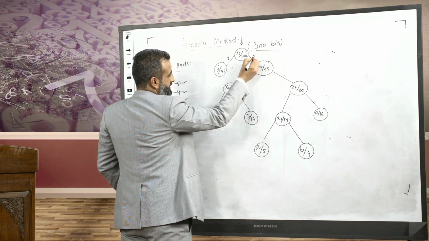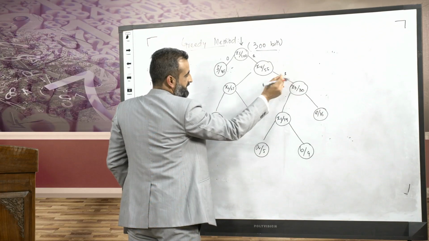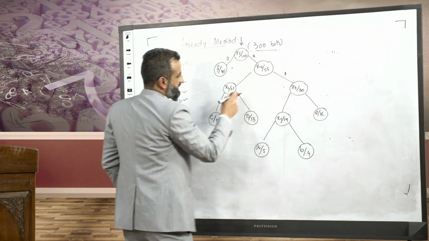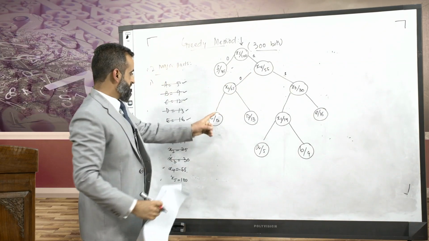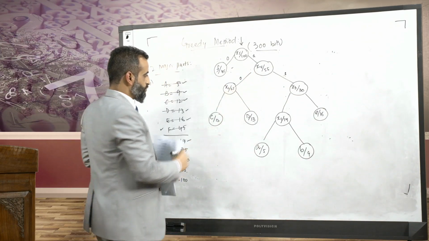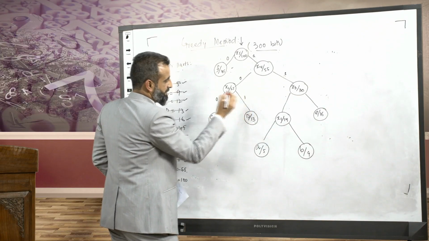X4 is on the right hand side, a 1. X3 is on the right hand side, so 1. Right hand side of x4. But x2 is on the left hand side of this, so a value of 0. C is on the left hand side of x2, so a value of 0. And D is on the right hand side, so a value of 1.